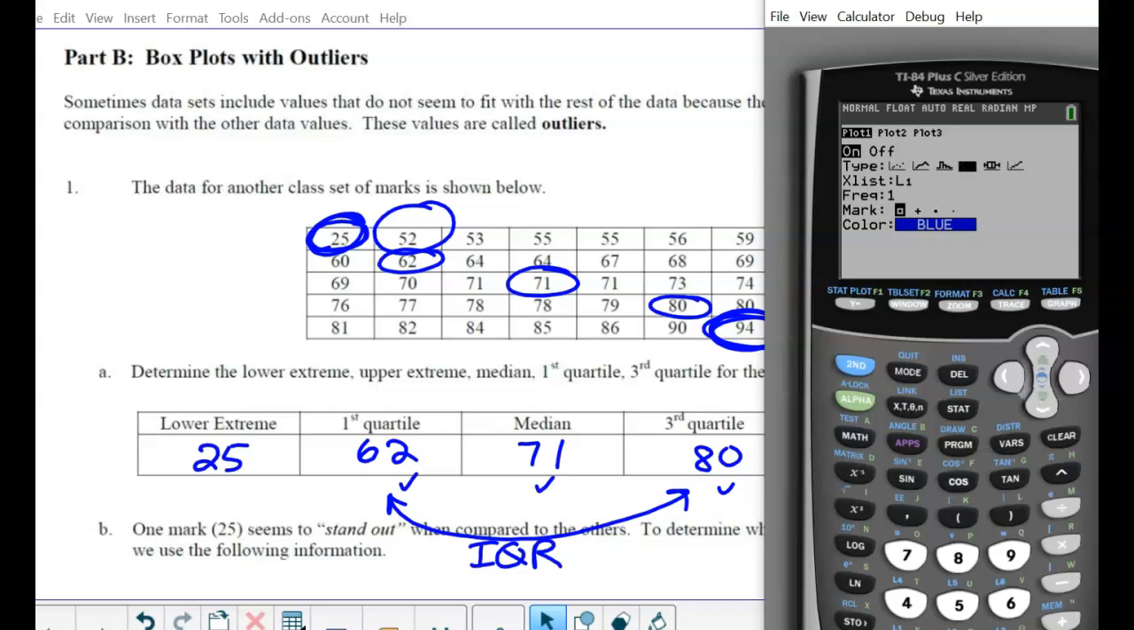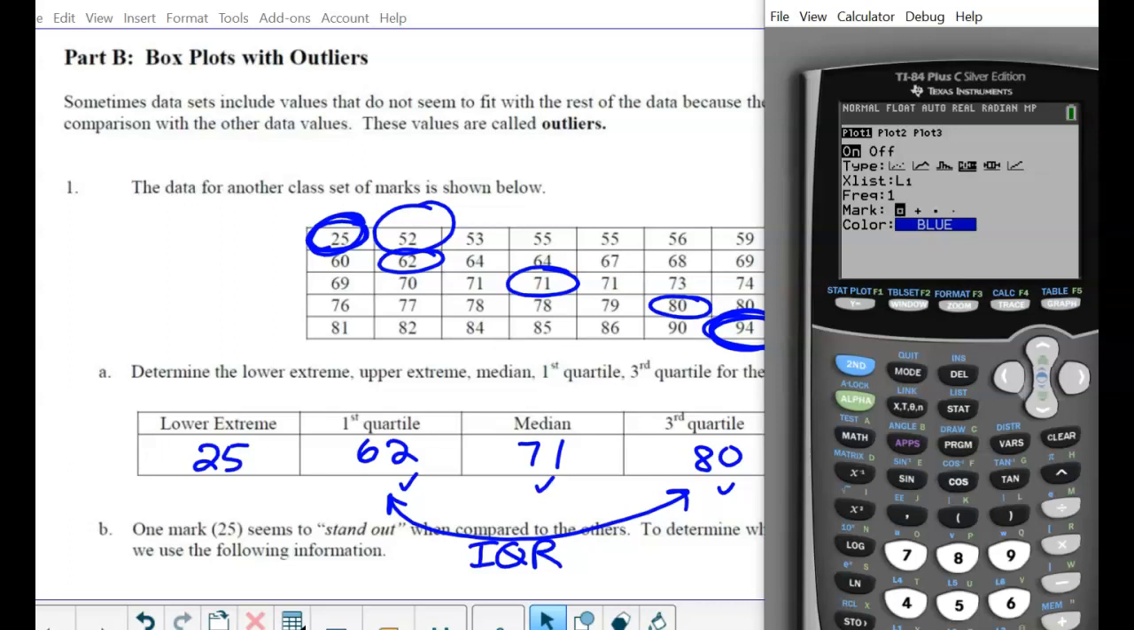And then it changes some of the other information. So XList, L1, that's where we put all the data. Frequency, there's one of each. So probably that's shown in there, right? If not, put a 1. Or if it doesn't prompt you in an older version, you don't need to worry. The type of marking, I like the first one, it's a bit bigger. I get to choose a color, it doesn't matter if you don't do colors or not.